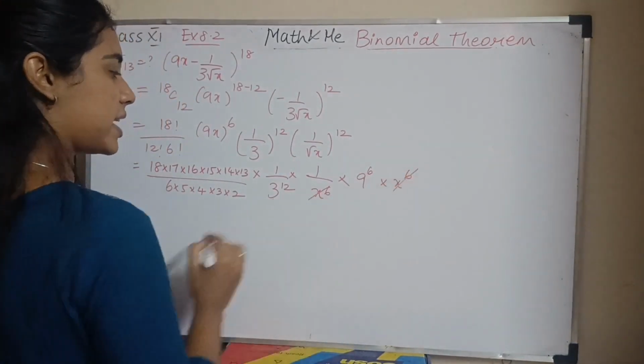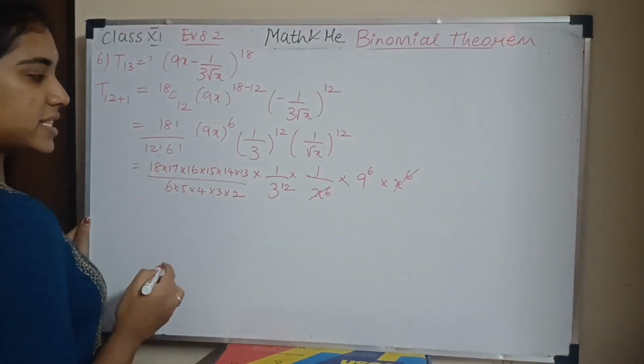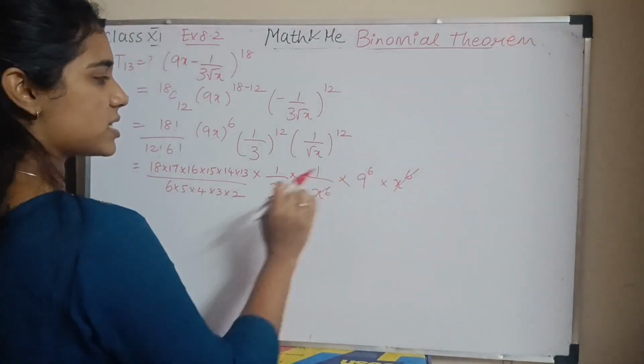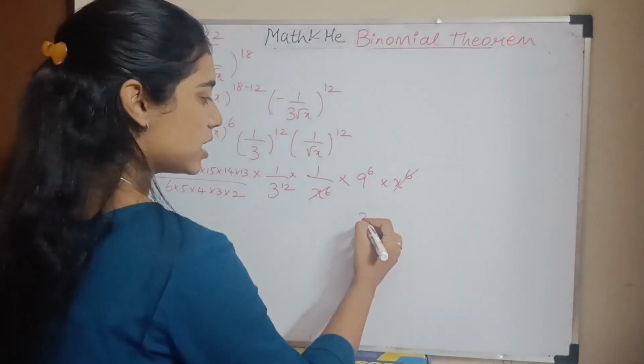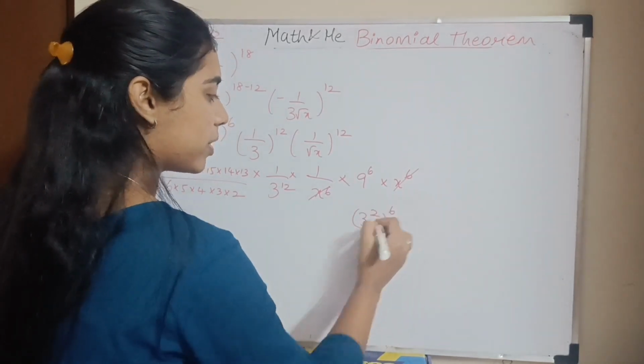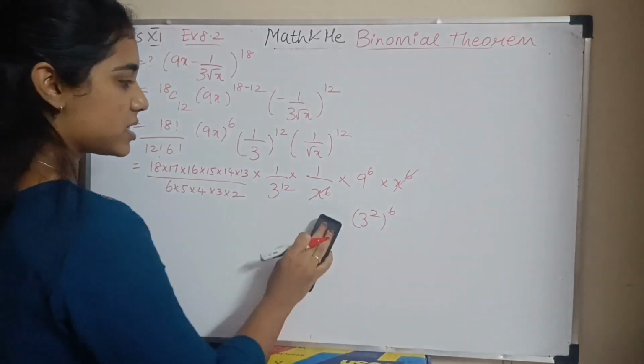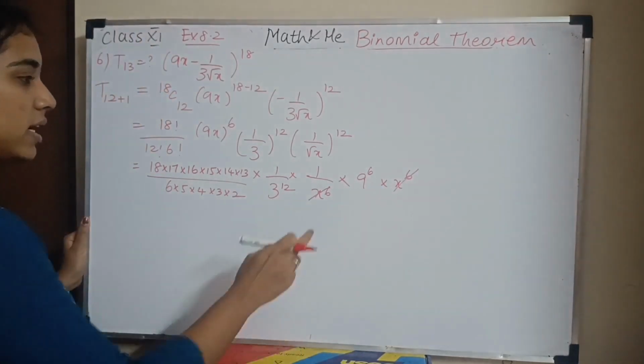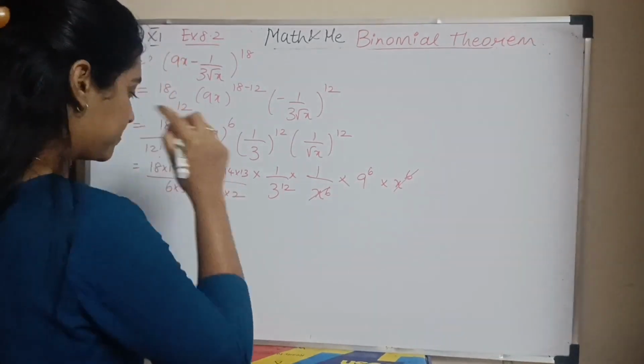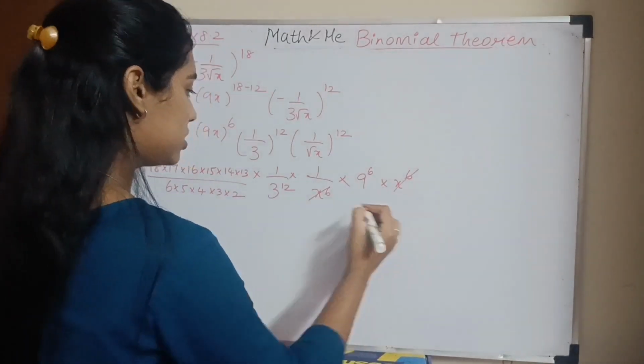So this x^6 and x^6 goes off. What else can you cancel? 9^6 can also be written as (3²)^6. So this is nothing but 3^12. So 9^6 can also be written as 3^12. Let me write that in the next step. So this is 3^12.